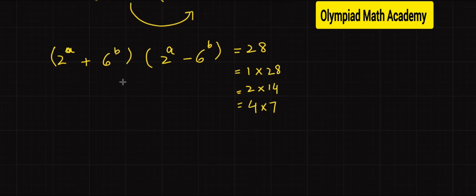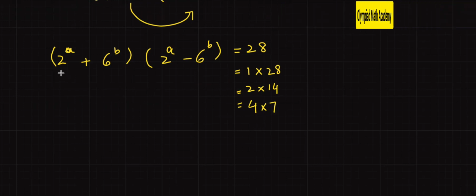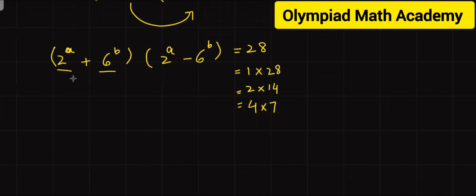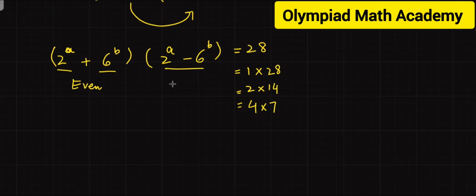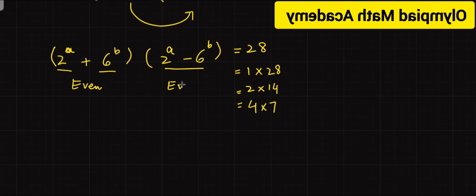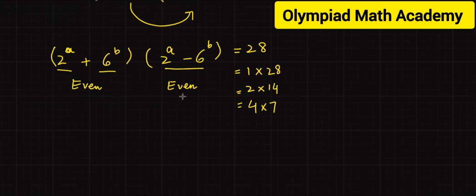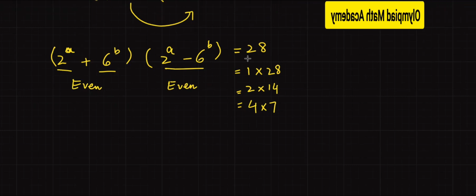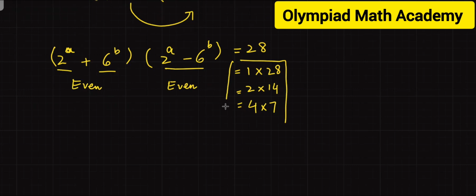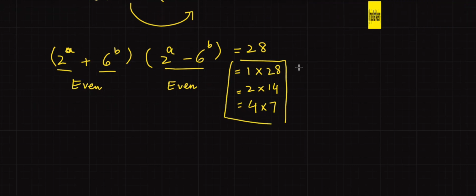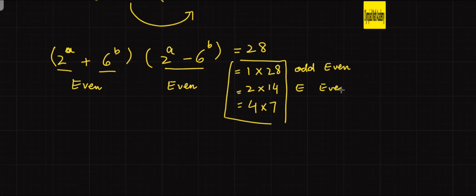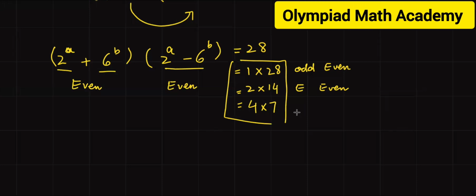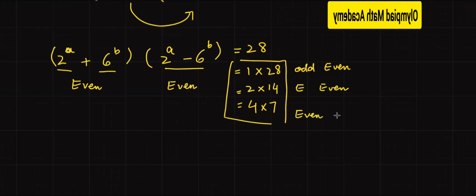Now, according to some mathematical rules, the addition of these two numbers, this is even and this is also even, okay? So the answer for this will also be even, and the subtraction for this is even. The 2 is also even and the 6 is also even, so the subtraction of these two numbers will also give an even number. Now if you look at 1 and 28, here 1 is odd and 28 is even. And 2 and 14, this is even and even. And next one is 4 and 7, so 4 is even but 7 is odd.